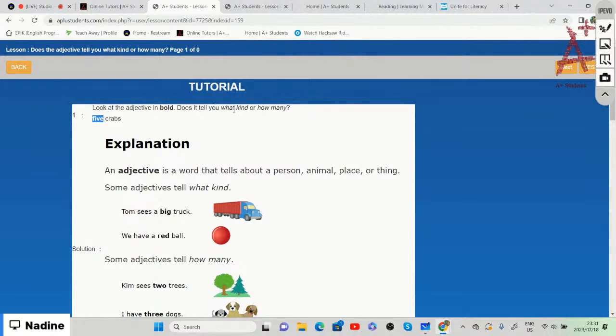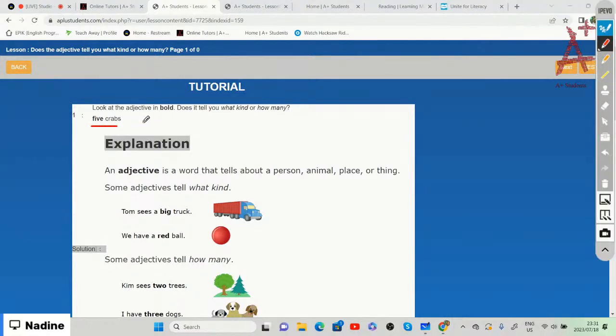Does it tell us what kind or how many? It says 5 crabs. Does it tell us what kind or does it tell us how many? The word 5 tells us how many crabs there are. So it tells us how many. There are 5 crabs. So 5 is the adjective that tells us how many crabs there are.